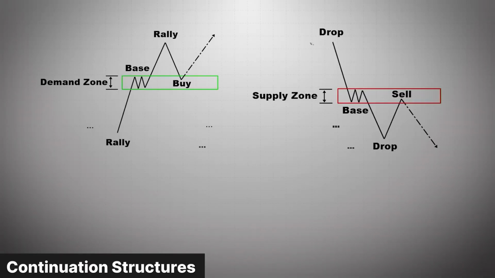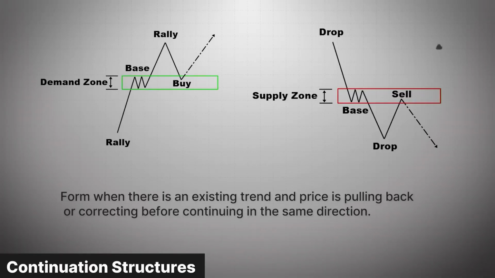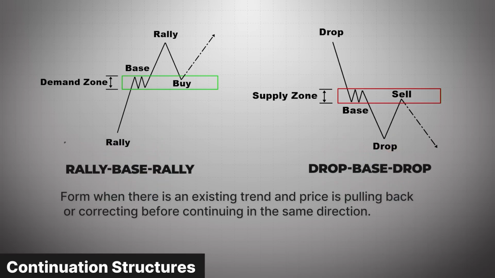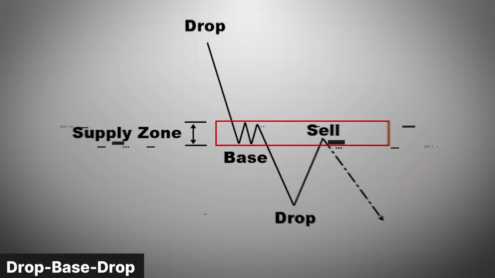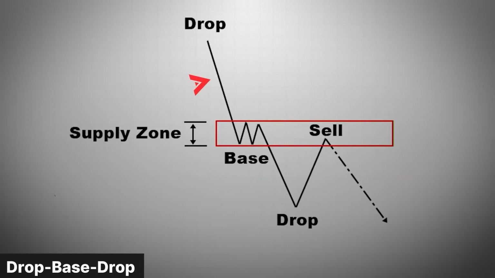A continuation structure forms when there's an existing trend in place, and price is just pulling back or correcting against that trend before continuing in the same direction. These are your rally-base-rally and drop-base-drop patterns. If it's an uptrend, you'll see a strong rally, a tight range where price forms a small base, and then another rally continuing the uptrend. For a downtrend, you'll see a sharp drop, a base, and then another drop, resuming the downtrend.